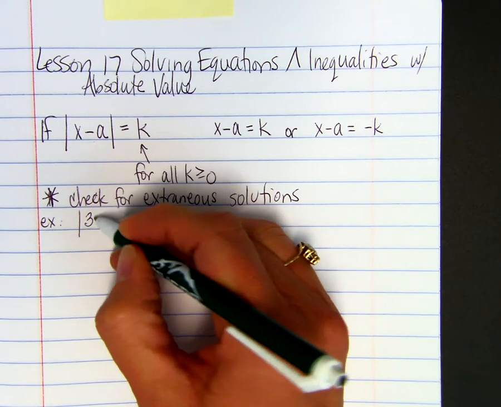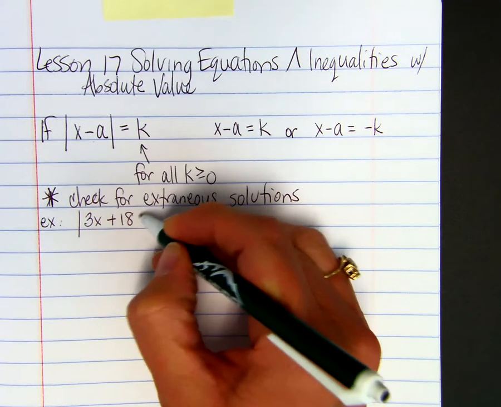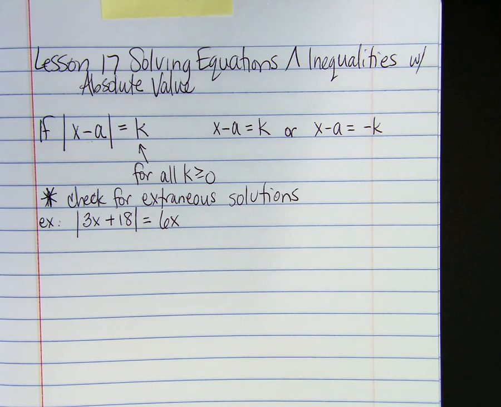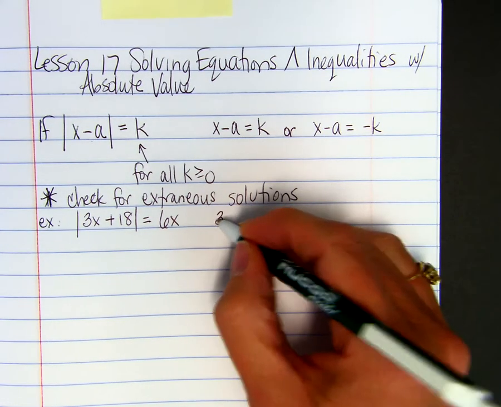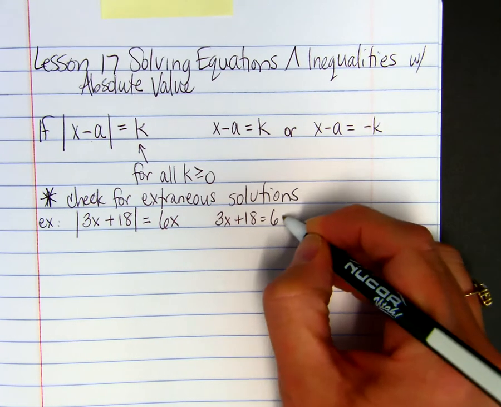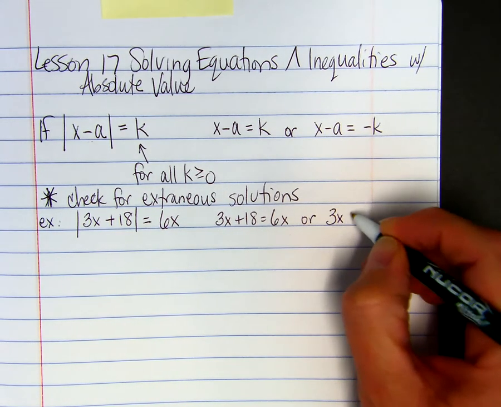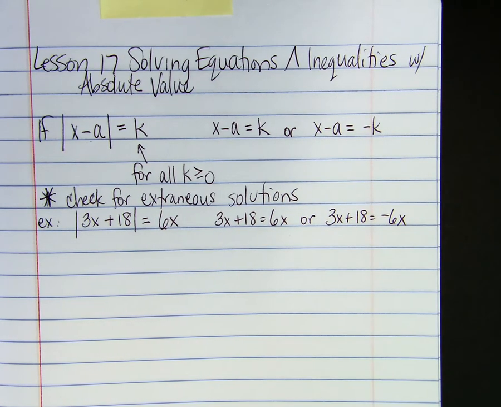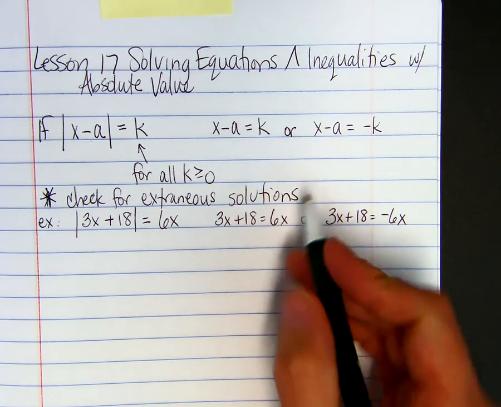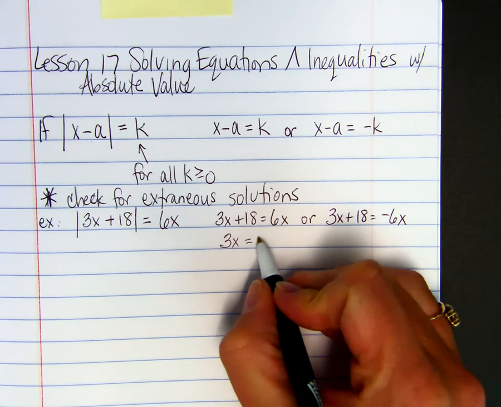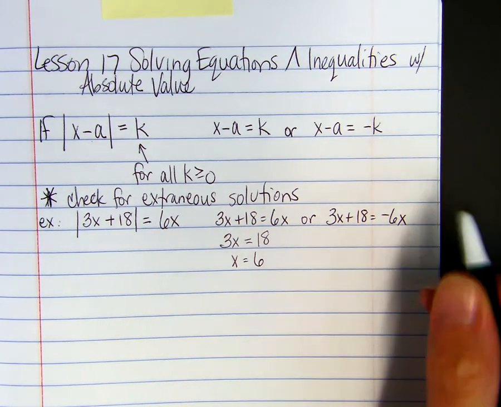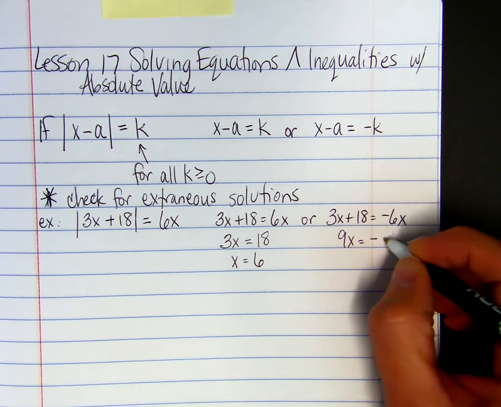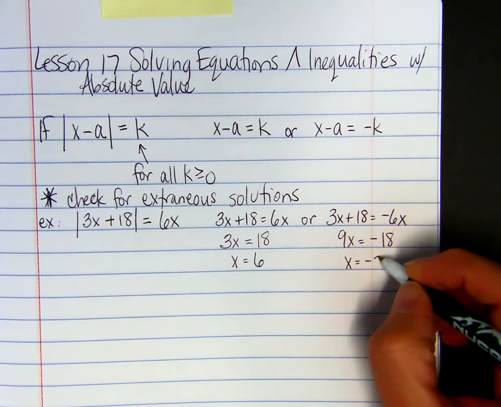The absolute value of 3x plus 18 equals 6x. So we can say that 3x plus 18 equals 6x, or 3x plus 18 equals negative 6x. And then we solve for x. Here we're going to subtract 3x and get 3x equals 18, and so x equals 6. And here we'll add 6x and subtract the 18, so 9x equals negative 18. x equals negative 2.